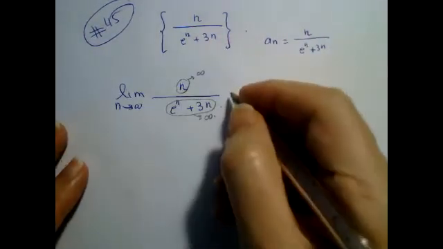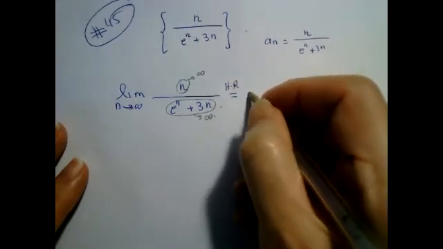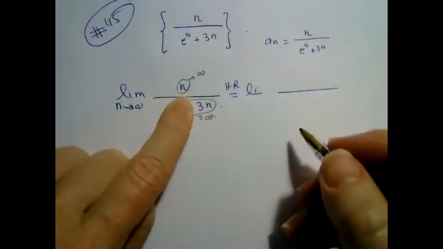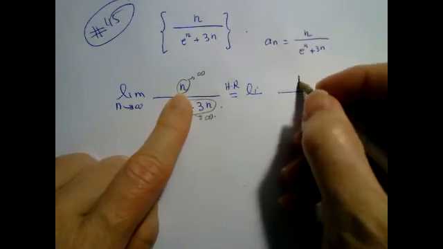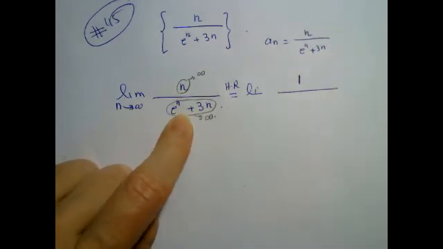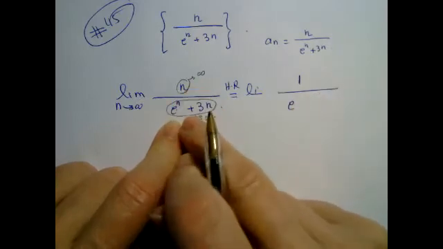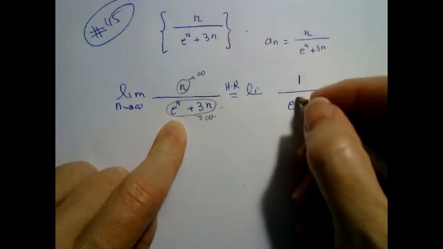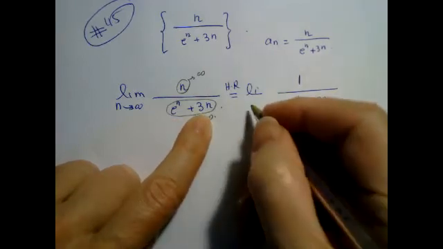So this is the perfect scenario for L'Hopital's rule. It's the limit of the derivative of the numerator over the derivative of the denominator. The derivative here is 1. The derivative here is e to the x. So basically you pretend that this is e to the x plus 3x, the derivative is e to the x. So e to the n plus, the derivative of that is 3.